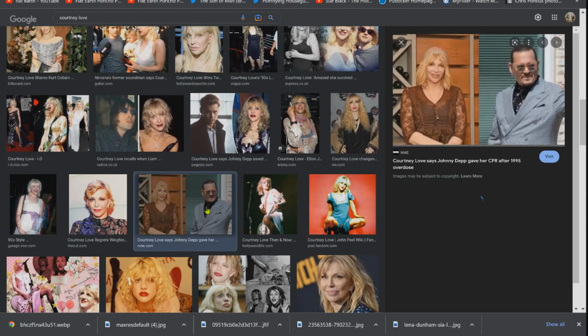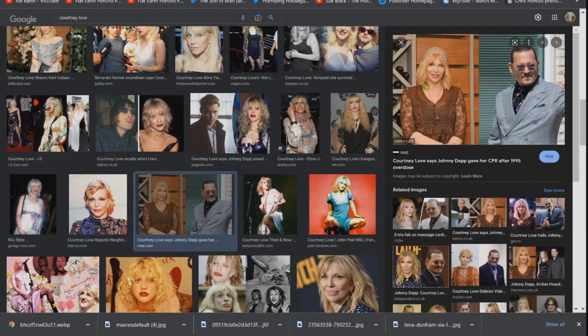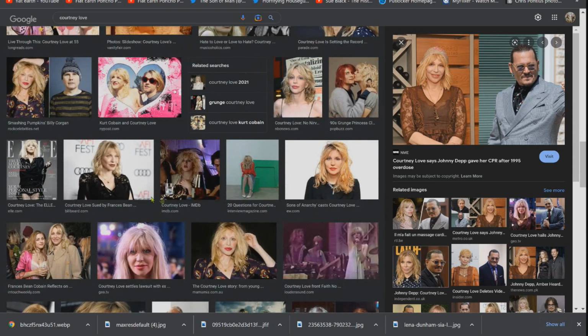Is that Johnny Depp? Jenny Depp, yeah, Jenny's there. Look at that skull and shoulders. Johnny Depp gave her CPR after a '95 overdose. Oh, what a load of bollocks. Yeah, alright. Flat-chested, broad-shouldered, huge neck, long-armed, massive muscly. Looks like a blonde version of Patsy, if you ask me. What? My Patsy? Yeah.